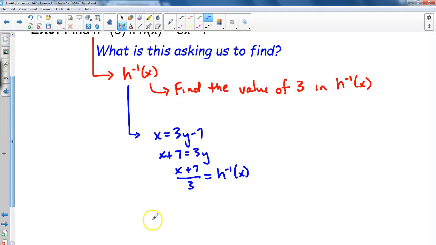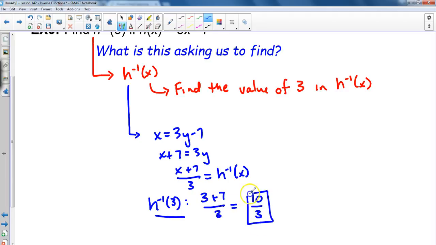And then the second thing is, what is h inverse of 3? So in other words, h inverse of 3 just means plug 3 in wherever you see an x into this inverse function. And that's going to look like this. 3 plus 7 divided by 3 is equal to 10 over 3. And that is the value of h inverse of 3.